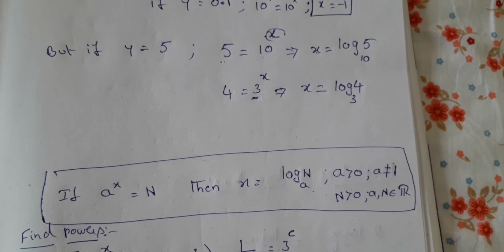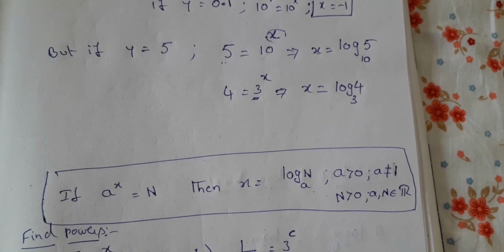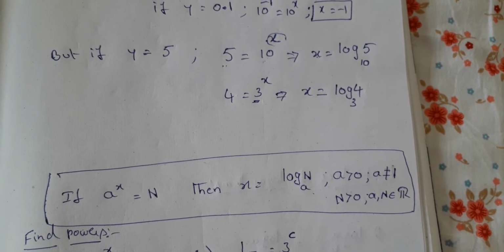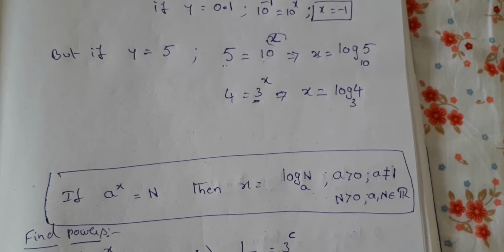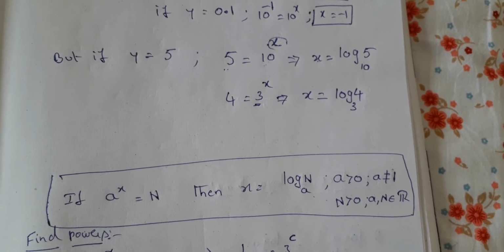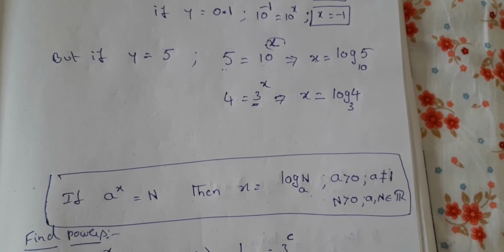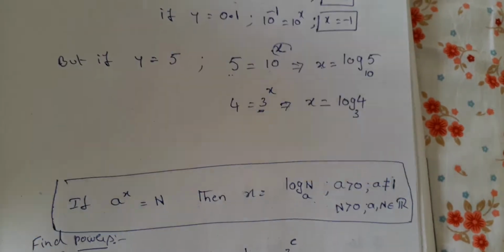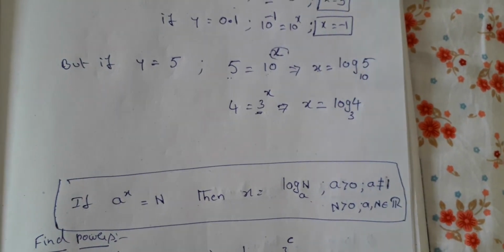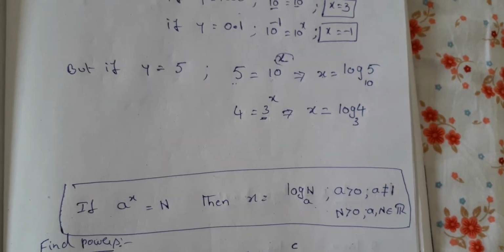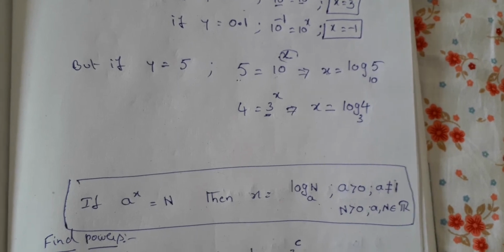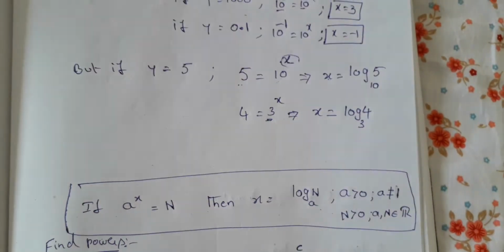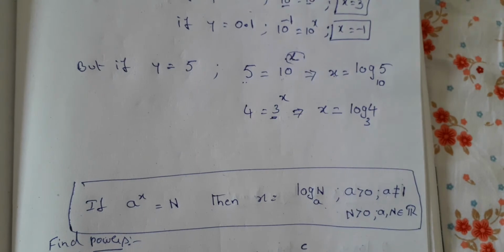What are the conditions? a should be greater than 0 but not equal to 1. a can be any real number but it should not be equal to 1, and it is a must that it is greater than 0. And n is also greater than 0. Right? So while we define logarithm, these are the limitations. Is that clear?